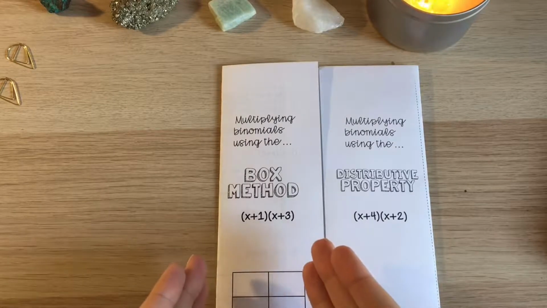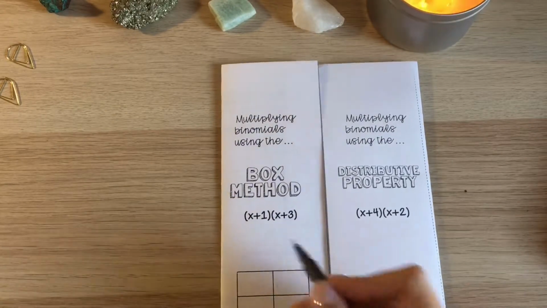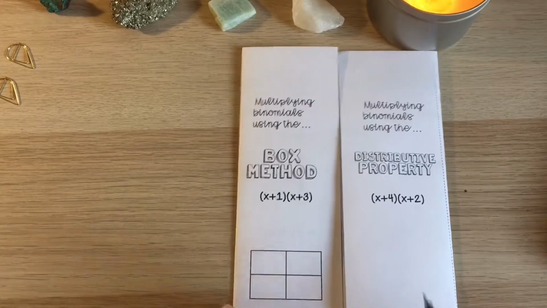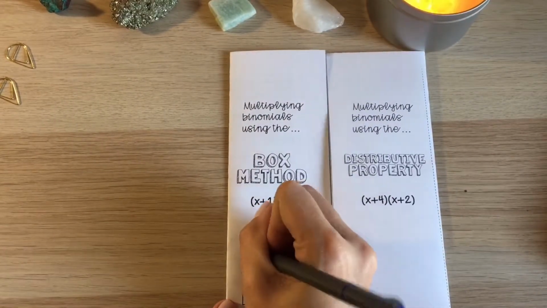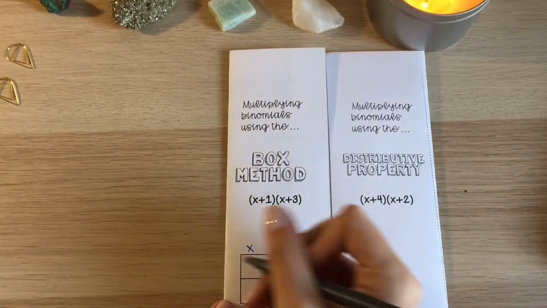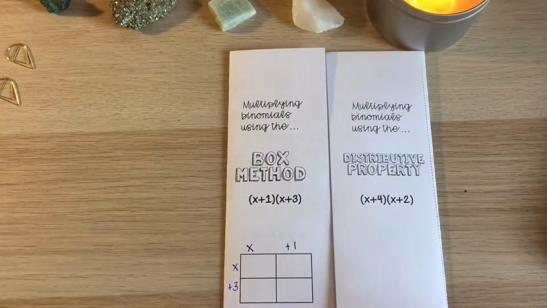So the first method is the box method, and this is sort of like a Punnett square in science. You're going to set up your box by putting each term along a side of a square. So x plus 1 can go across the top like this, and x plus 3 can go across the side.